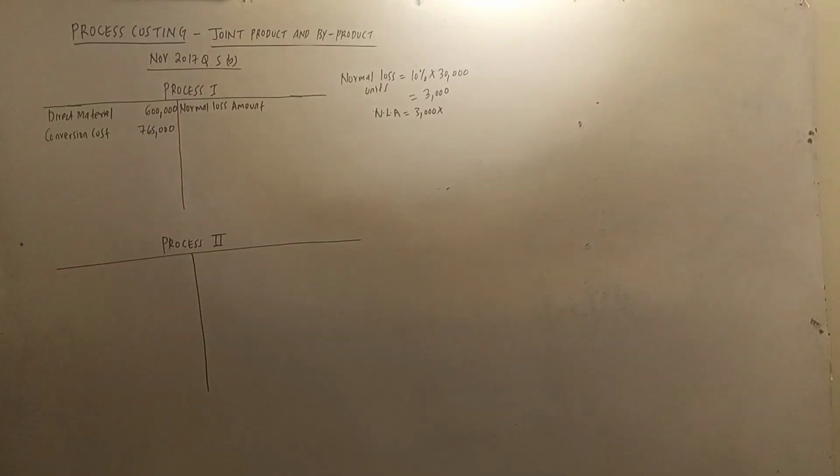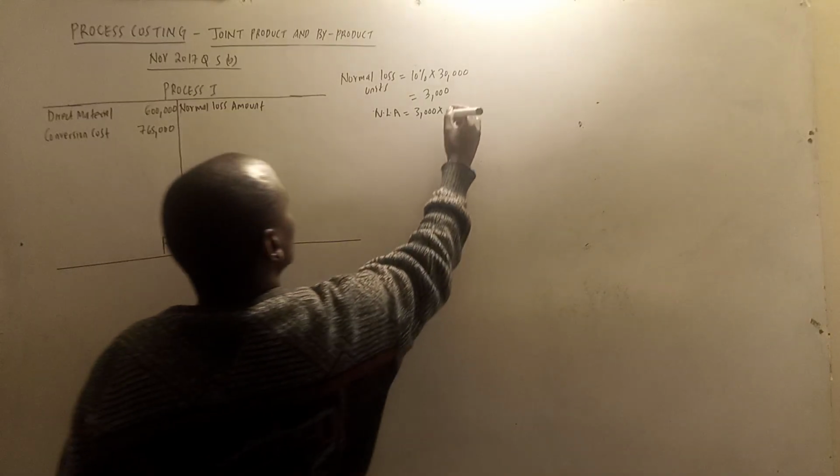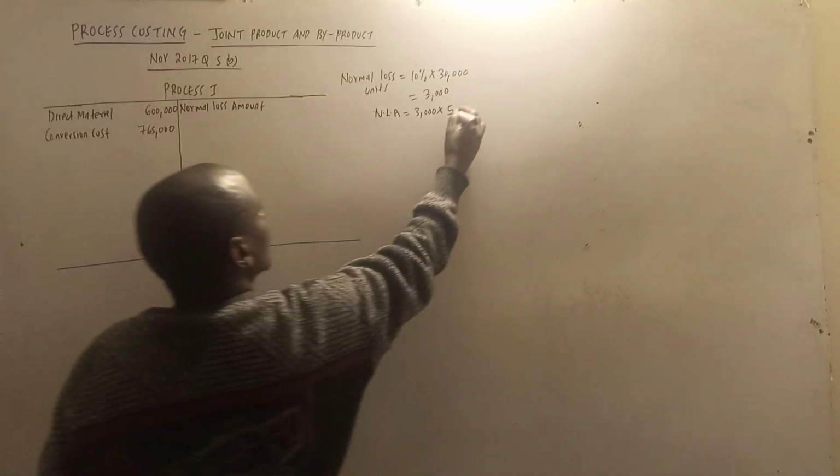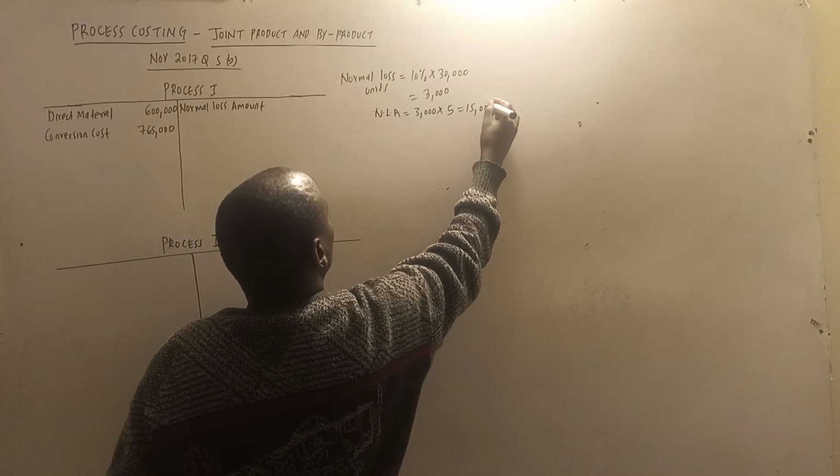So remember, it goes hand in hand with scrap value. So what's our scrap value from the question? Information number 1, process 1, the scrap value for normal loss is 5 shillings. We multiply by 5. So that will be 15,000.